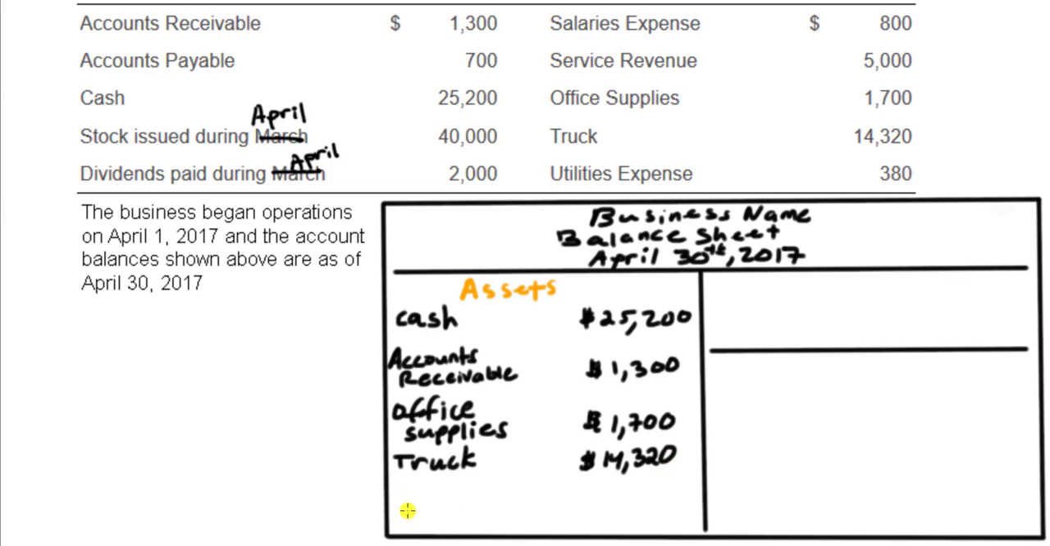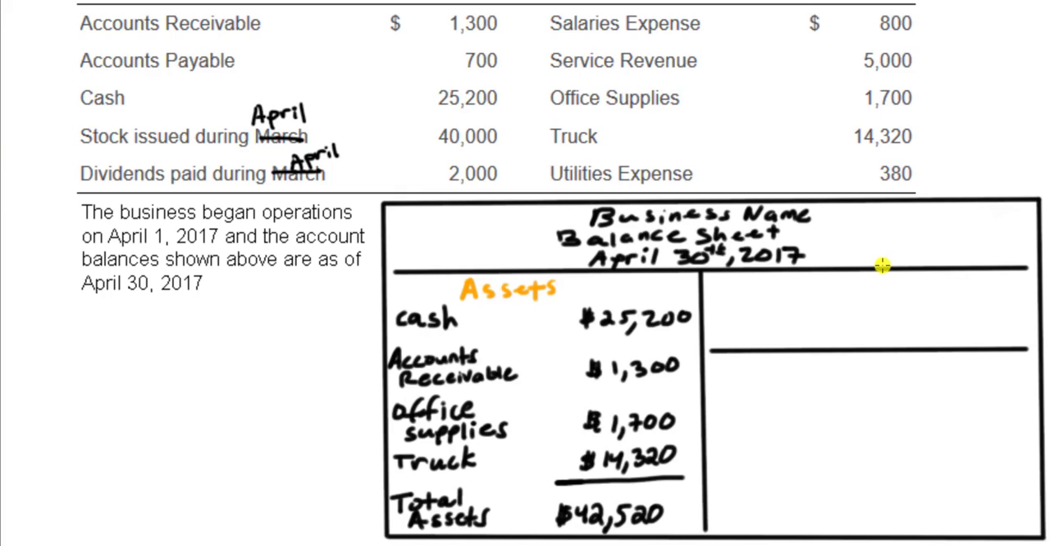Okay, so what is the total value of all of our assets? Total assets are equal to 25,200 plus 1,300 plus 1,700 plus 14,320 is equal to $42,520 worth of assets. Put a little line here. Okay, so there's our assets section.